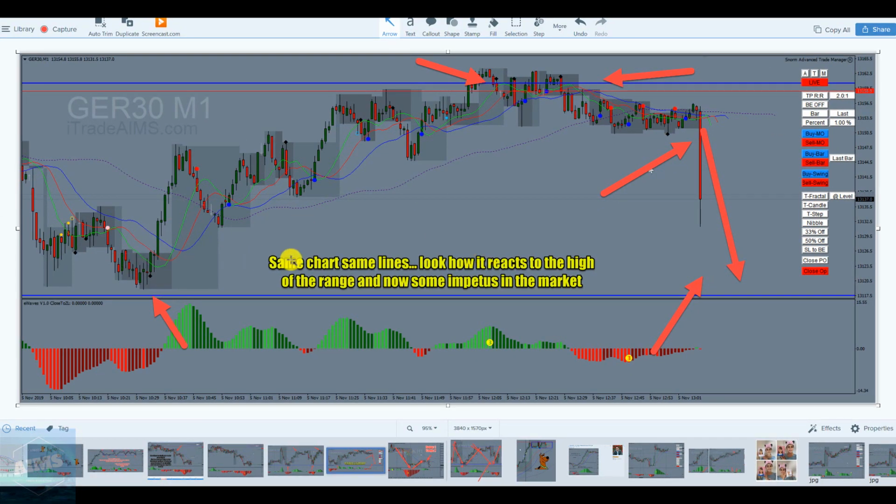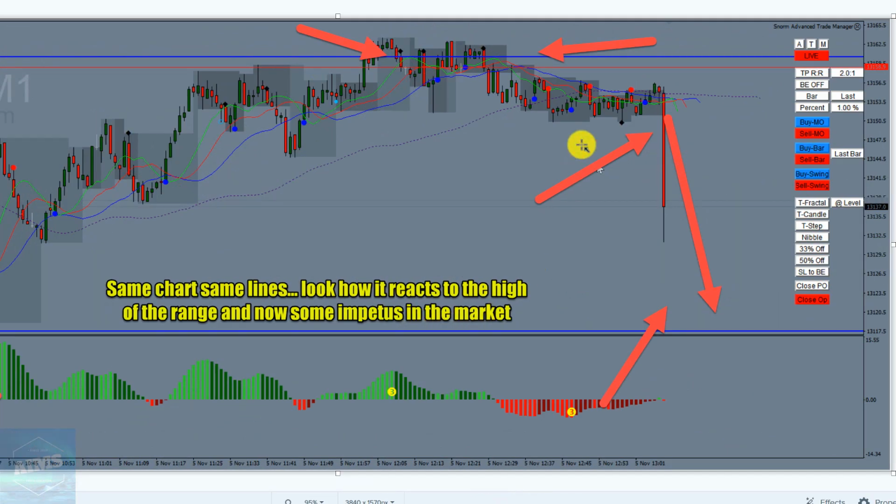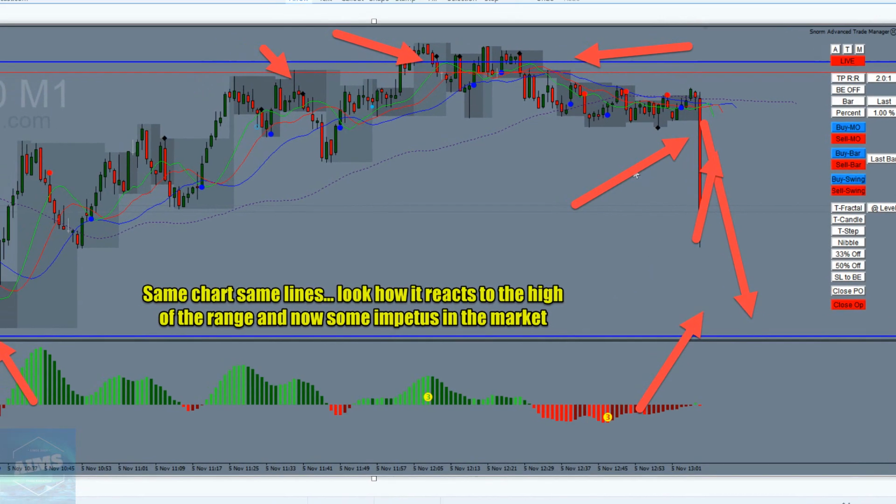So earlier I pointed out, same chart, same lines. Look how it reacts to the highs of the range. And now some impetus into the market. So now up to this point, the market went here and then came around here, and I've already marked it. This is the picture that I actually posted yesterday in the chat room. And then when this happened, it drew my attention to the market. And then I actually took a pullback trade up there as well, which I probably will show.